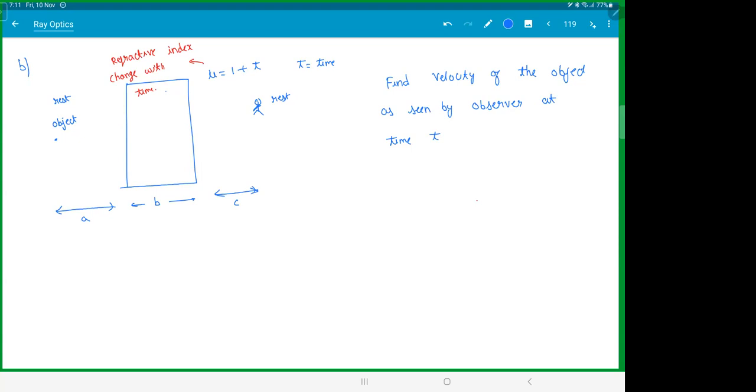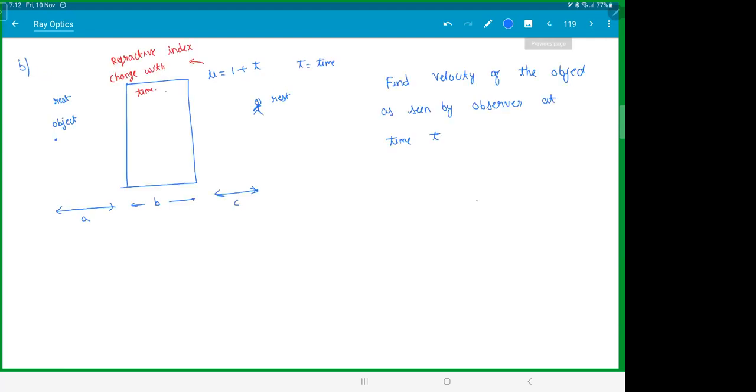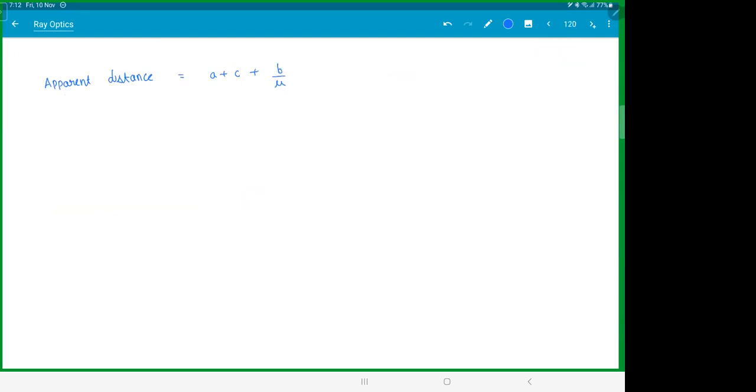How do you do this? No, first thing, if you see the apparent distance, the apparent distance will be A plus B, A plus C, plus that would be B by mu slab. That is a formula, B by mu. Agreed?